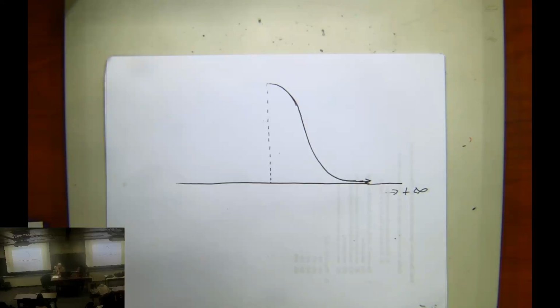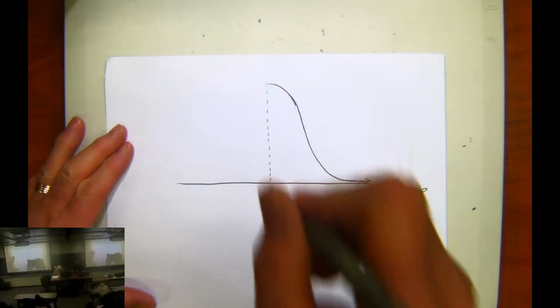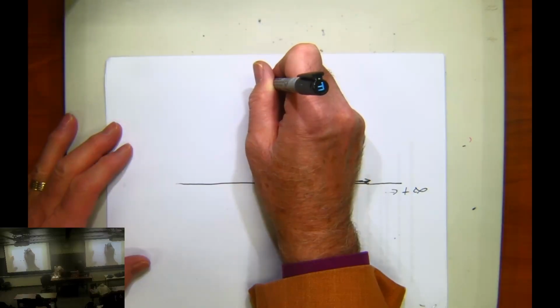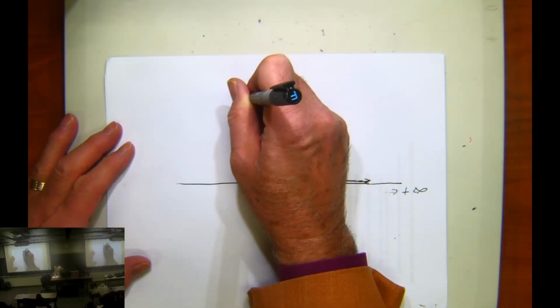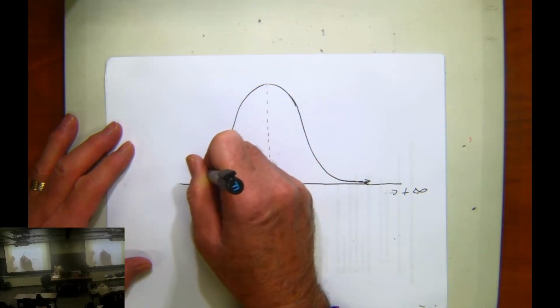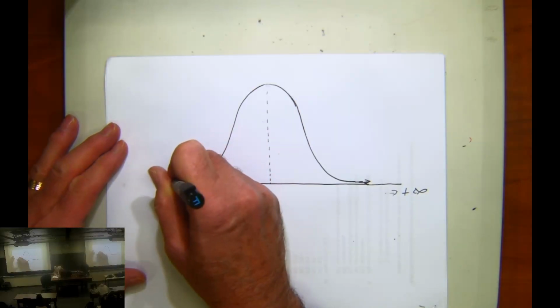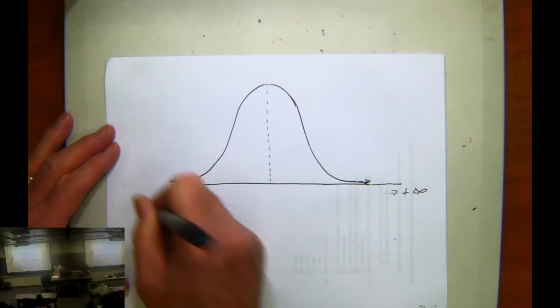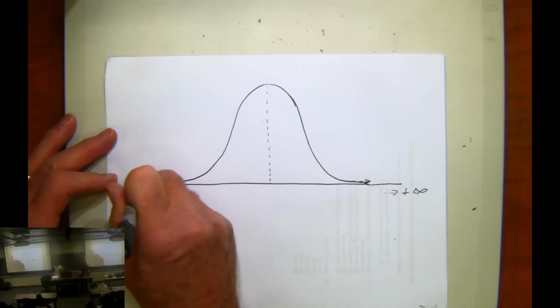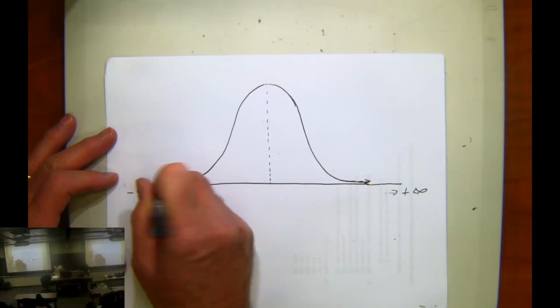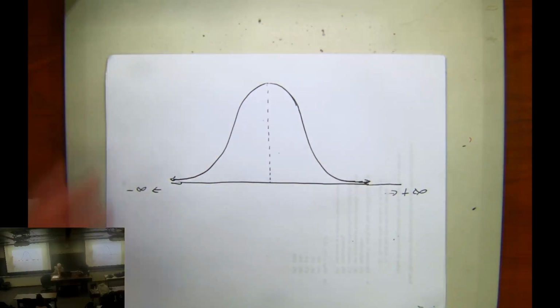Okay. Now, let's do the same thing on the other side. Try to keep it symmetric as best you can. There's the other side of the hill, and we'll go coasting down there. Wow, that was fun. And again, on this side, we're going to head off to negative infinity.